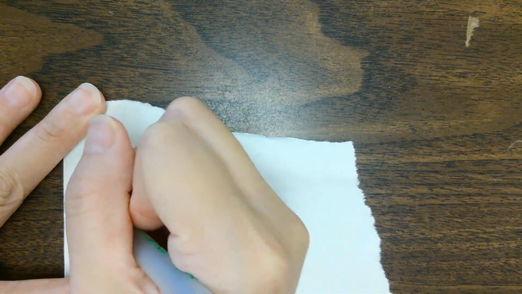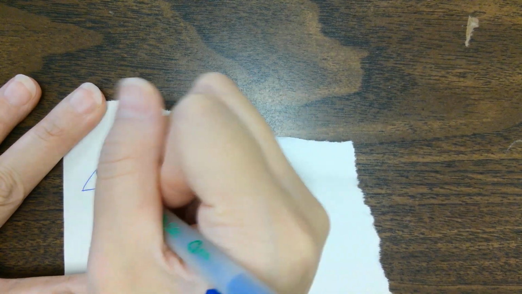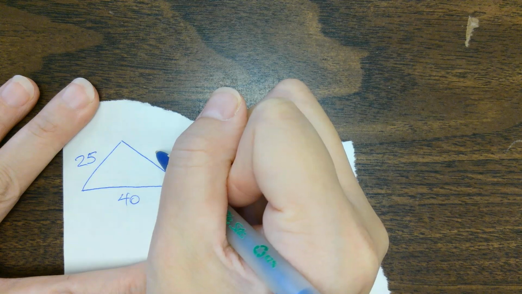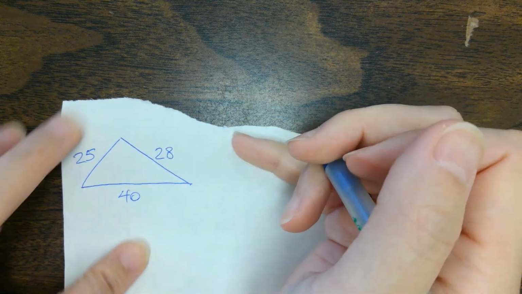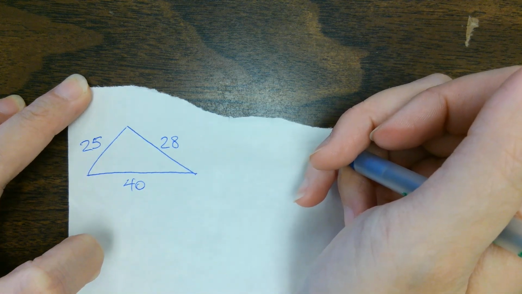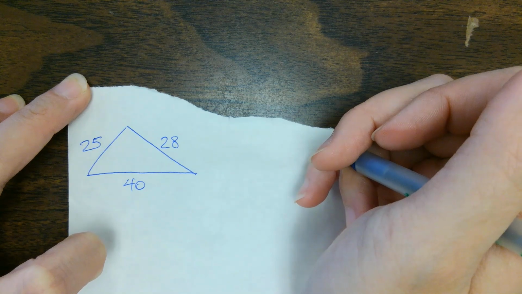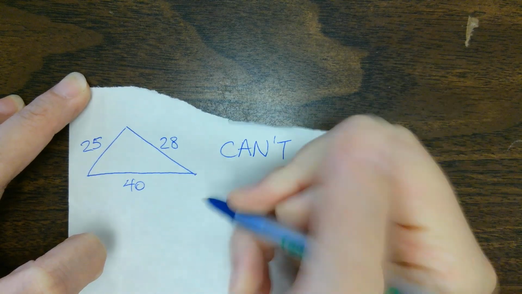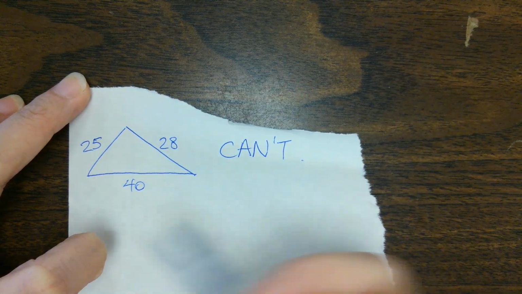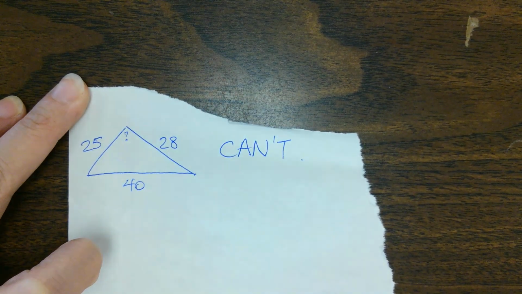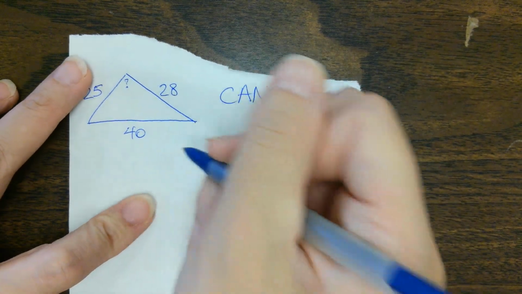What about 40, I don't know, 28, something like that. Okay, what about this one? SOHCAHTOA or similar triangle? Why? It's not a right angle triangle. So again, can't do SOHCAHTOA because it's not a right angle triangle. I never said this was a 90 degree. So can't.